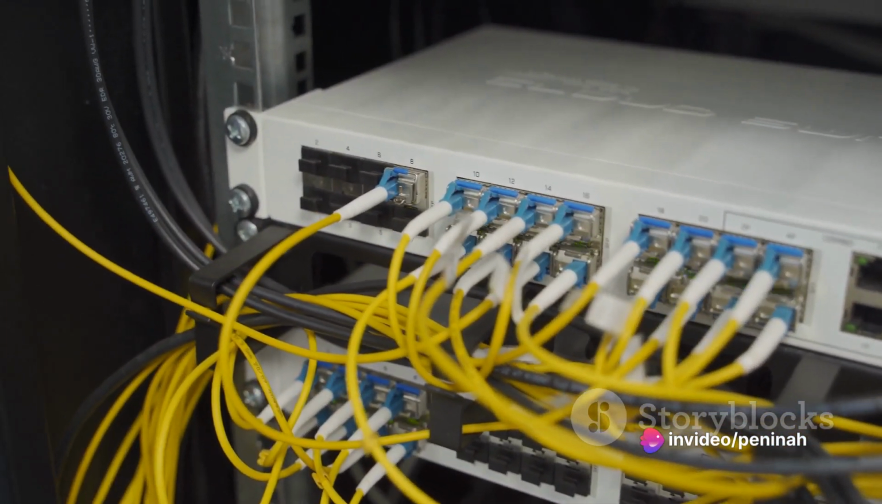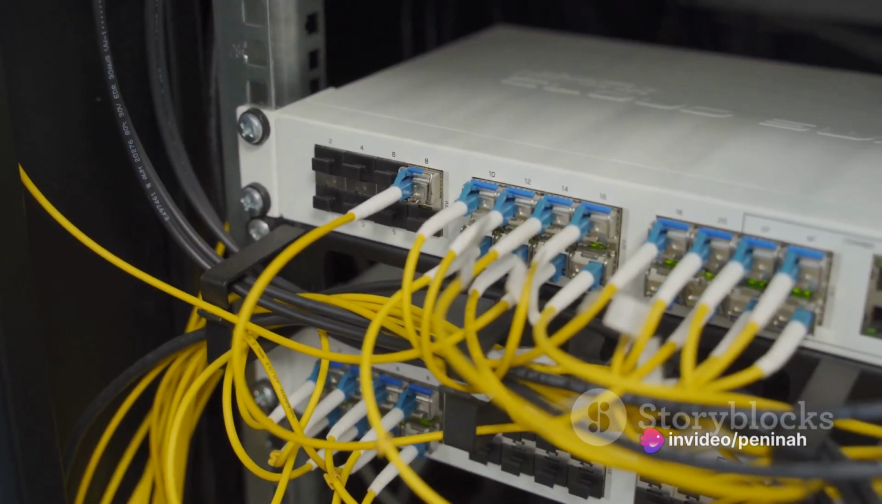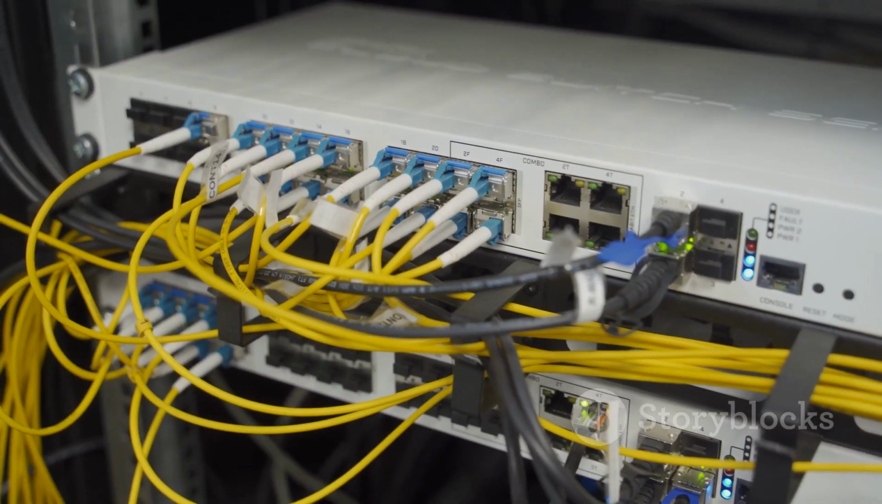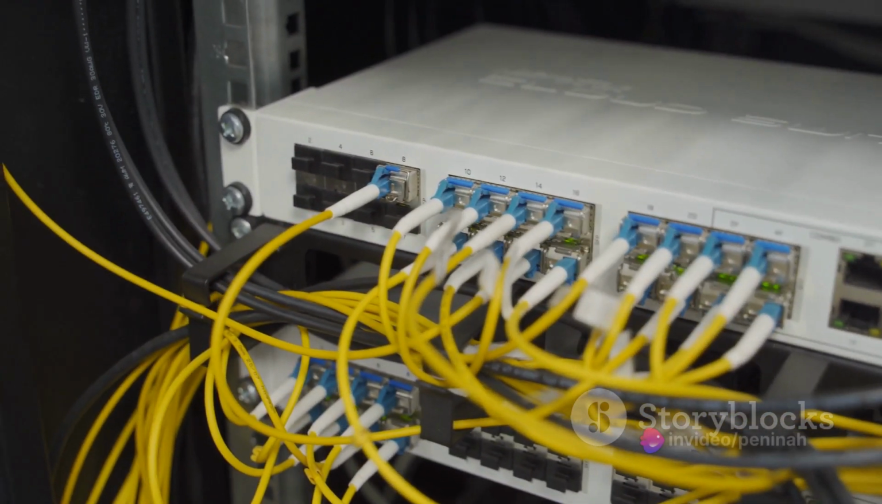Next, we have the ring topology. Here, each device is connected to two others, forming a closed loop or ring. This setup allows data to circulate in one or both directions. However, a single device failure can break the ring and disrupt the network.